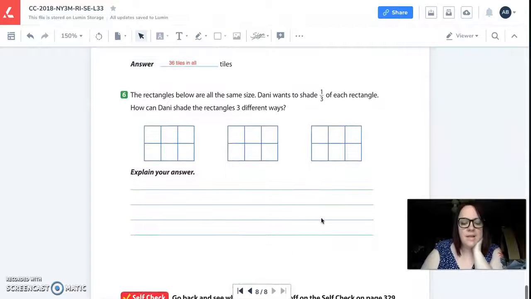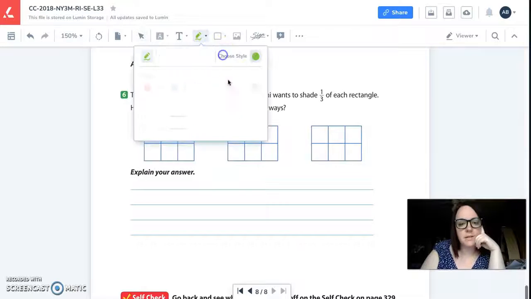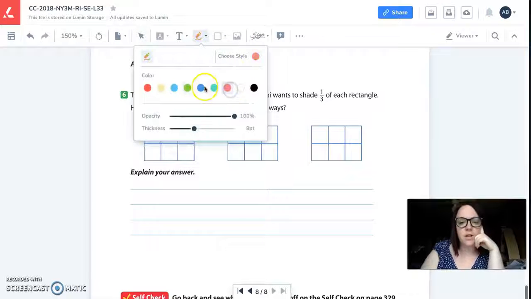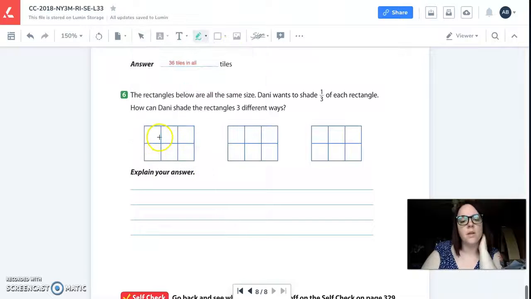Okay, now last one. The rectangles below are all the same size. Danny wants to shade 1/3 of each rectangle. How can Danny shade the rectangle in 3 different ways? All right, let's do this. Let's choose a different color. I like this color. 1/3. So we know we have 1, 2, 3 columns, sorry. So here's 1/3 of that.